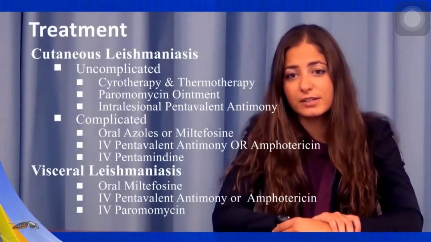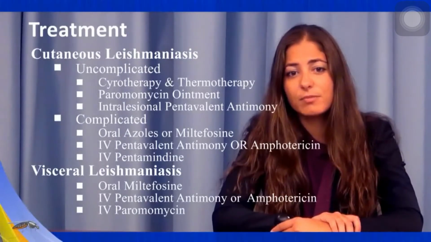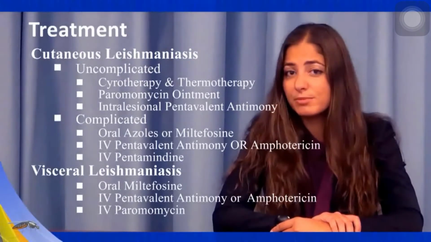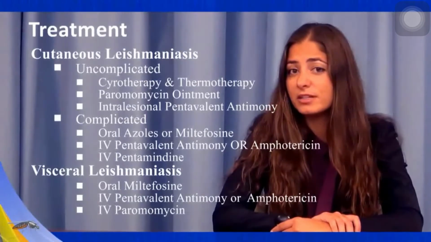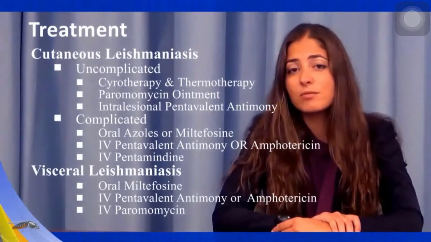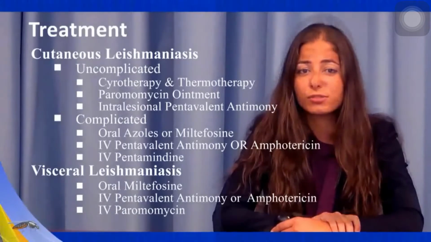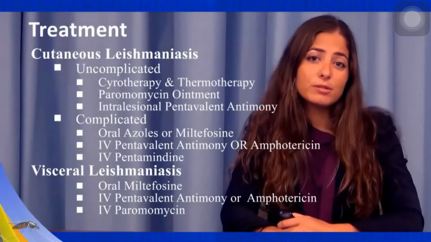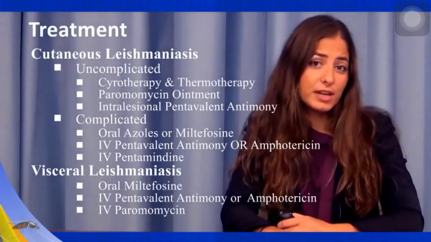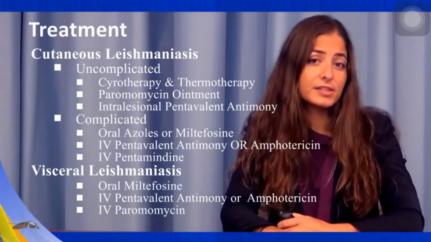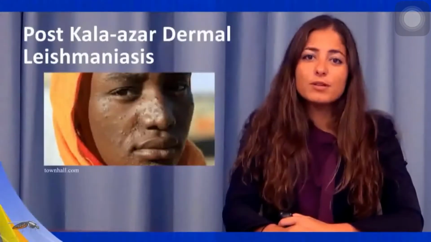Treatment of visceral leishmaniasis requires systemic therapy with many of the therapies mentioned, with the exception of oral azoles and IV pentamidine. In addition, IV paromomycin may also be used. Unfortunately, many of these treatments are expensive, difficult to obtain in resource-limited settings, and have significant toxicities.